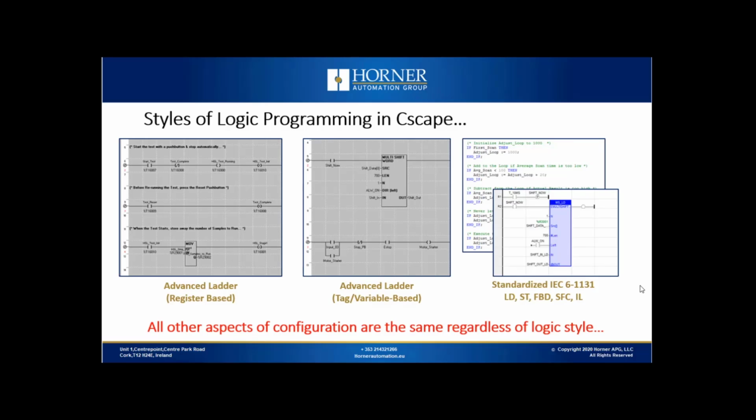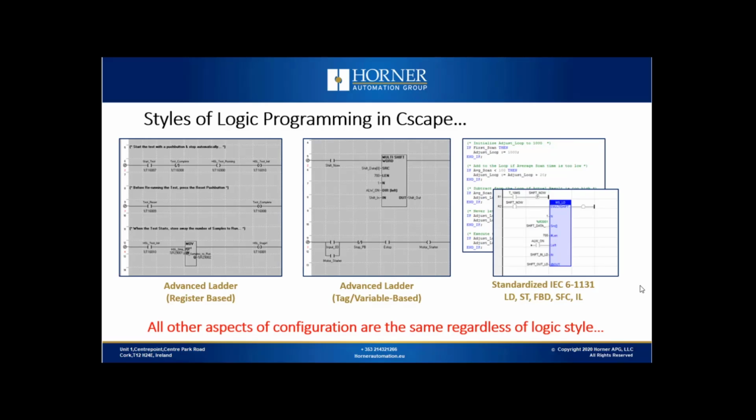There are 3 languages built into Cscape with which users create their programs. The first language created was register-based advanced ladder, which means for each variable created, you must map it to a specific memory address. This remains the most popular means of Cscape programming. The other advanced ladder language created is tag-based advanced ladder logic. We have, as of recently, been putting more emphasis on this logic style.